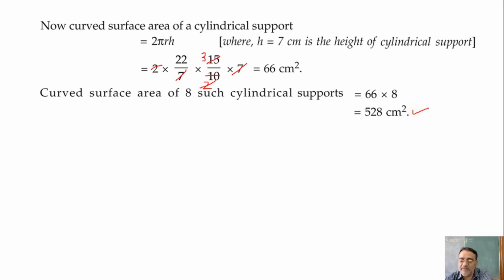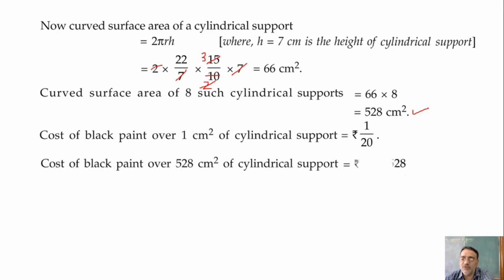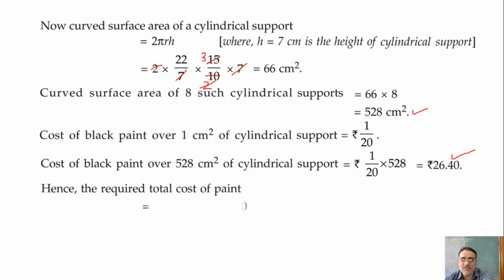Now the cost of black paint is given, how much? 5 paise. So 1 by 20 rupees. So 1 by 20 into 528. So what we are going to get? 26.40 rupees. So दोनों total हम लोग करेंगे, दोनों को add करेंगे. So that is 2,757.85 plus 26.40. If you add, we'll get 2,784.25. This is the final answer. Any doubt? No, sir. Okay.